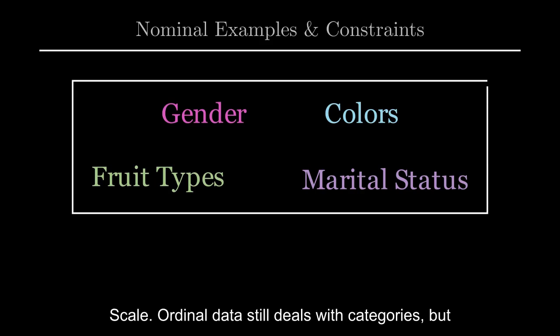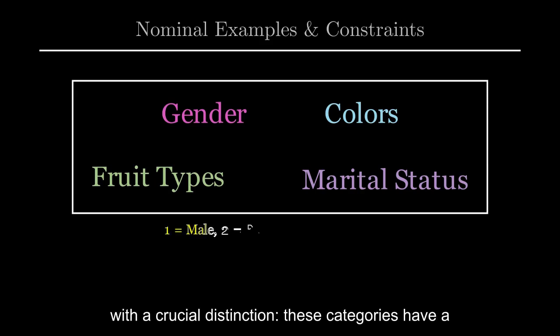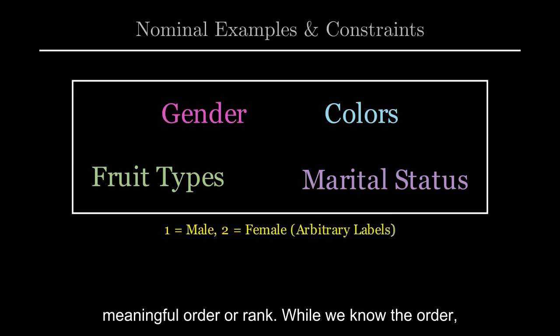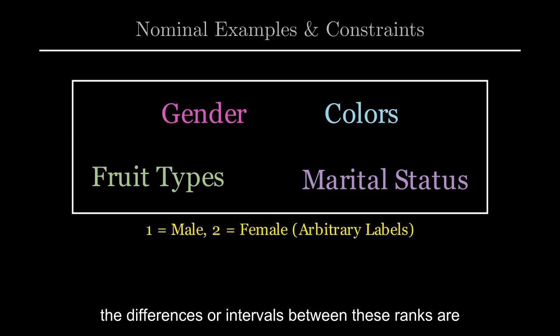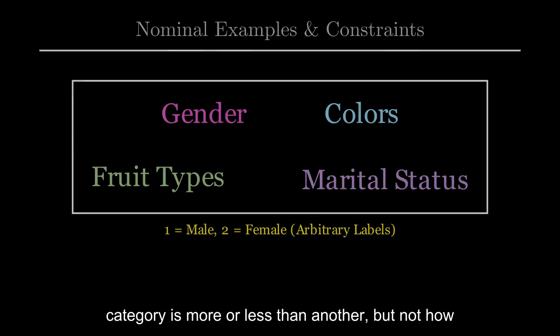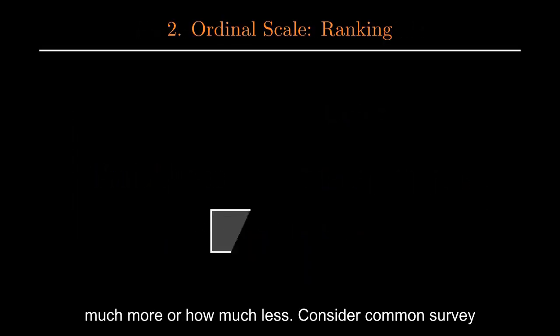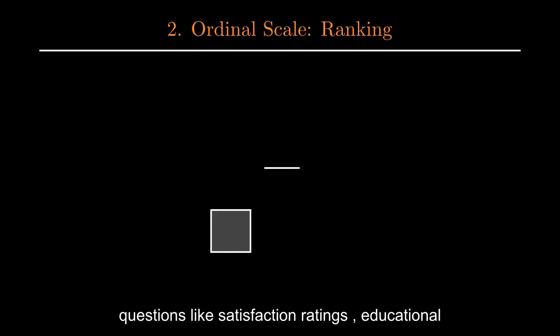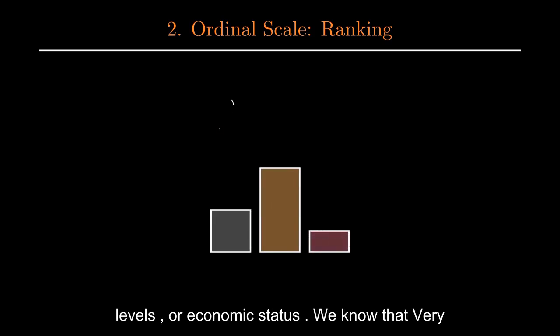Ordinal data still deals with categories, but with a crucial distinction: these categories have a meaningful order or rank. While we know the order, the differences or intervals between these ranks are not uniform or quantifiable. We can tell that one category is more or less than another, but not how much more or how much less. Consider common survey questions like satisfaction ratings, educational levels, or economic status.